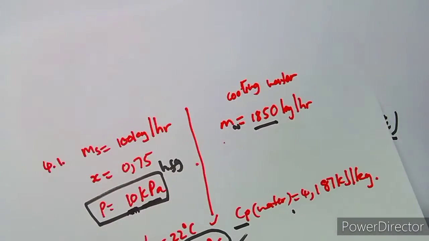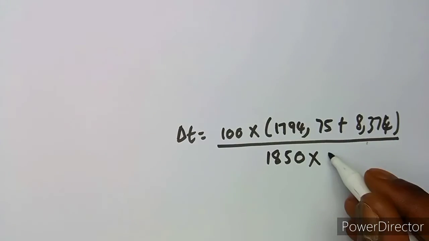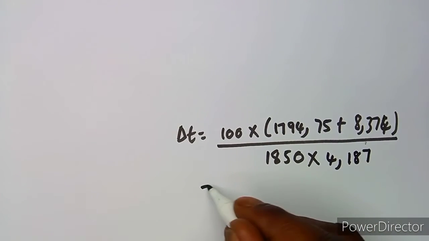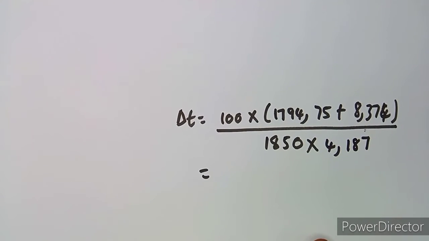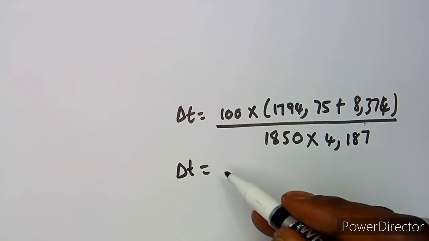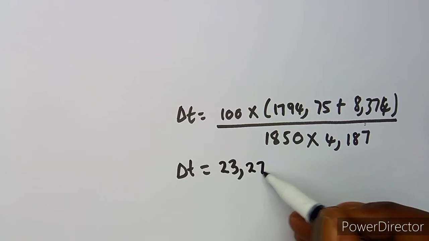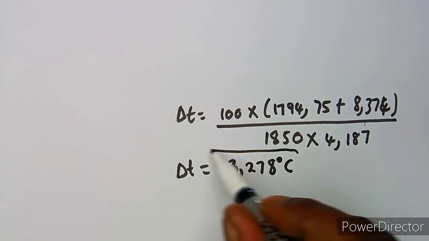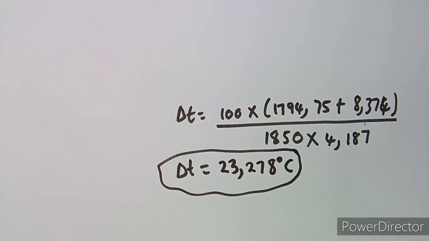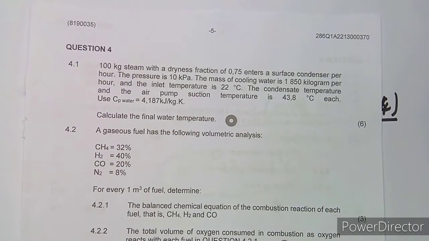We also have this 4,187 value. So all you need, guys, is to use your calculator properly and calculate your change in temperature. Our change in temperature is going to give us something like 23.278 degrees Celsius if you calculate properly. But this is not our answer, because the question is asking us to calculate the final water temperature.